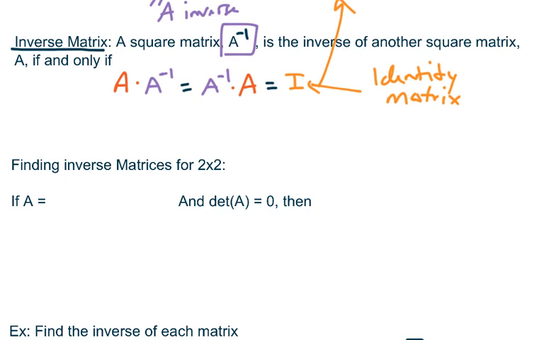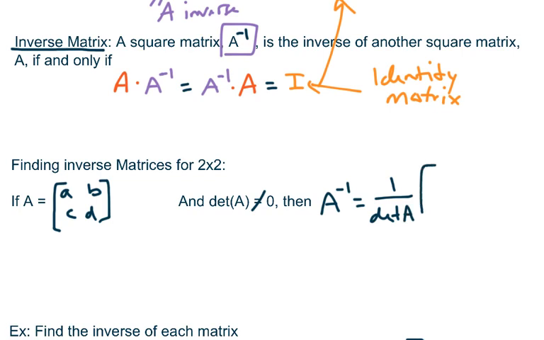If A is equal to, so I'm going to start with a general matrix, A, B, C, D, remember 2 by 2, and the determinant of A is not equal to 0. That's a key part of this. The determinant of A cannot be 0. Then what we can say is A inverse, the inverse matrix, is equal to 1 over the determinant of our original times a different matrix. We're going to manipulate these 4 original elements in this new 2 by 2 matrix.